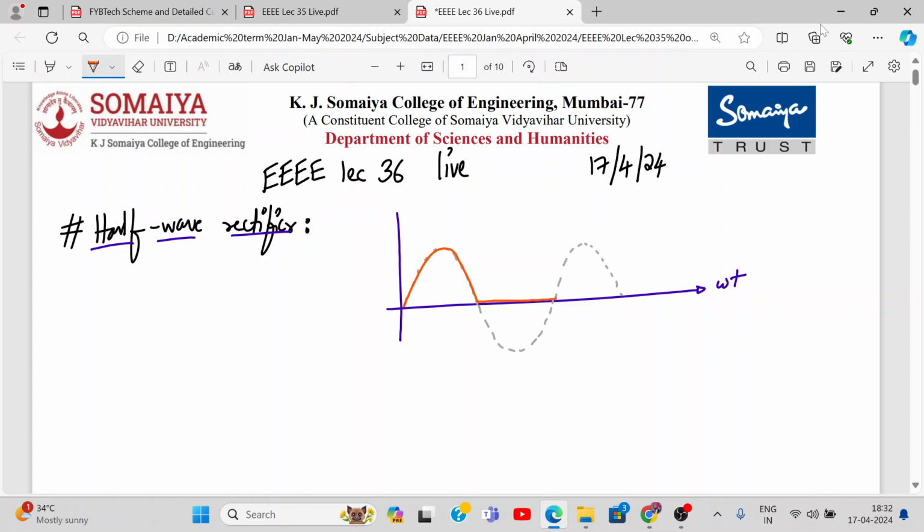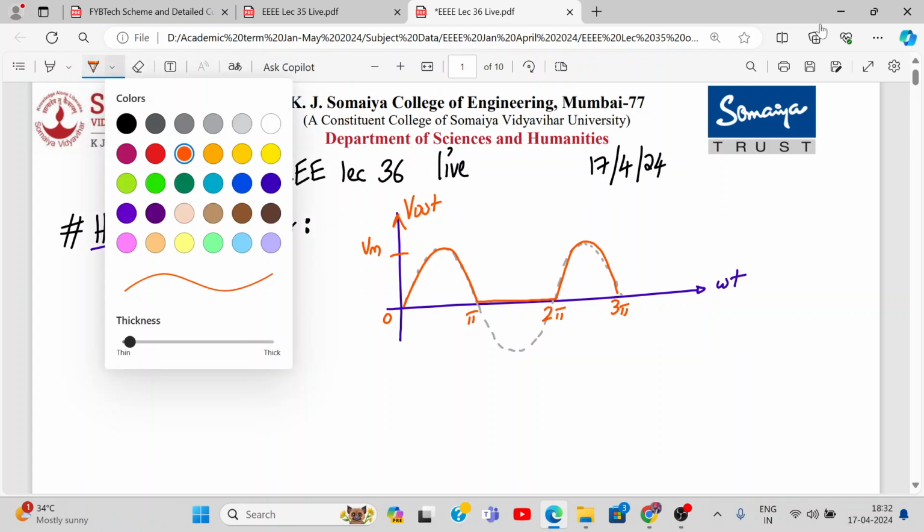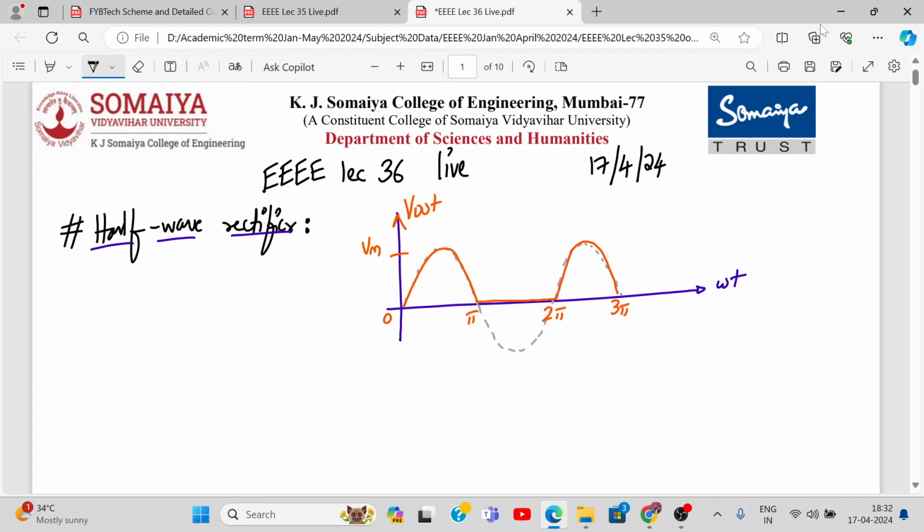Here it will be 0 because of the diode property. This is V out and this is Vm, with 0, pi, 2 pi, 3 pi. How much is the period of this waveform? Is it pi or 2 pi? 2 pi, yes, because after 2 pi only it repeats itself. Your period is 2 pi, and your Vi is Vm sin omega t.